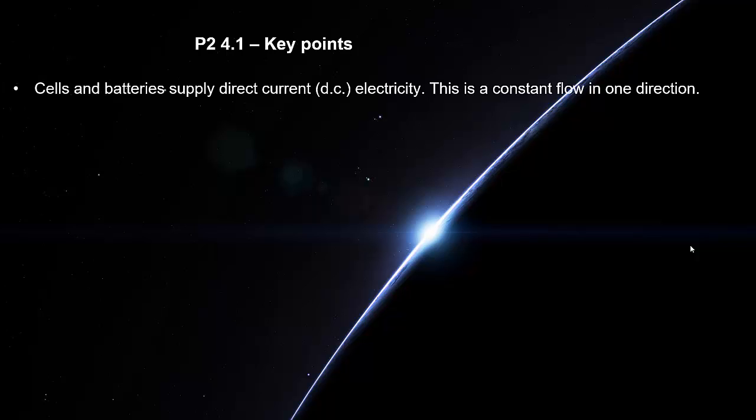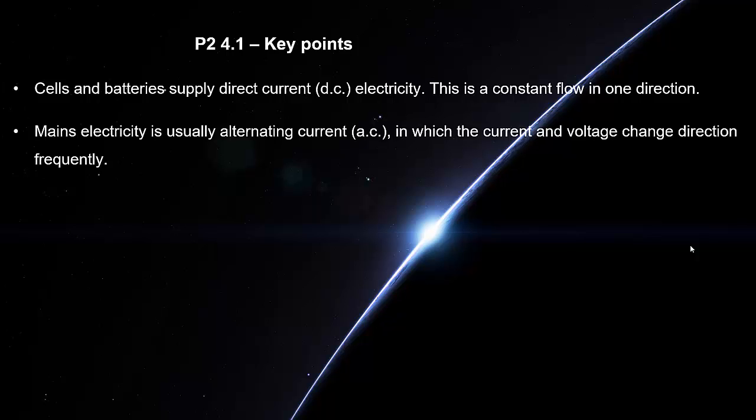Cells and battery supplies direct current electricity. This is a constant flow in one direction. Mains electricity is usually alternating current, in which the current and voltage change direction frequently. Mains electricity in the United Kingdom is at 50 Hz and 230 volts.